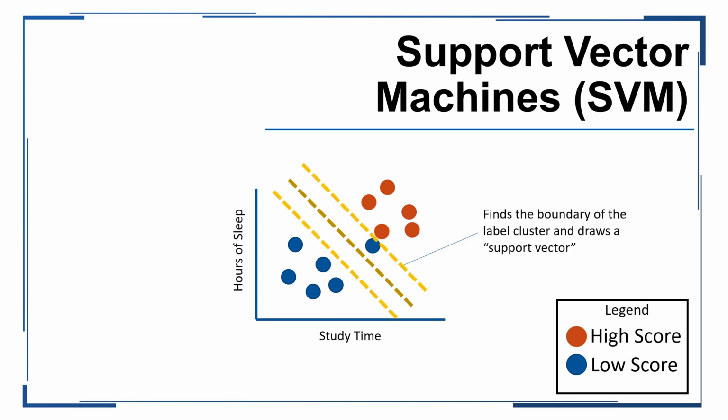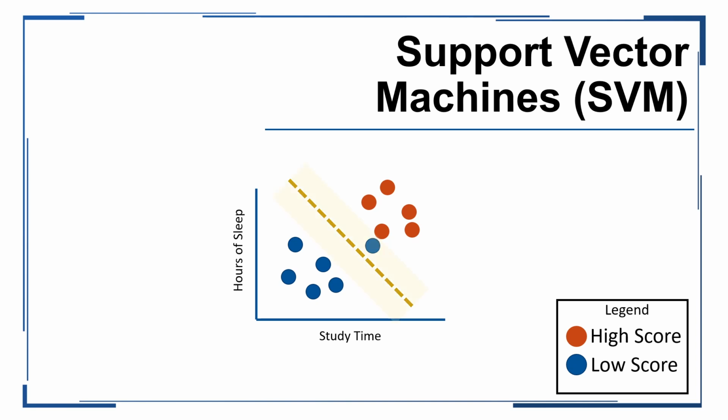SVMs work by identifying the boundary of these groups of labels, and using those boundaries to draw support vectors. So basically, a support vector is the boundary of one of those groups. It's usually a point or represented as a line that forms the boundary of a cluster of similarly labeled samples. So rather than fitting a line, we are effectively fitting a buffer or a margin between these groups, which allows for some degree of ambiguity to exist within.